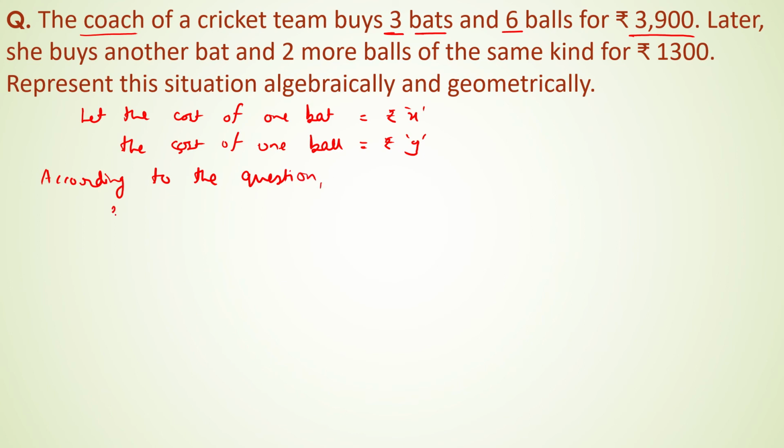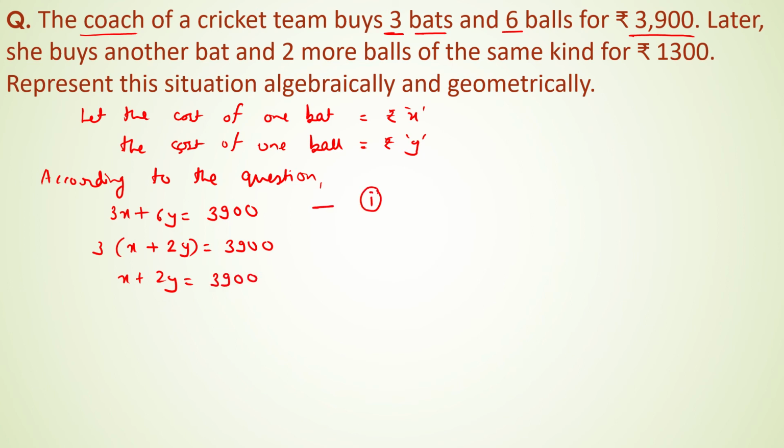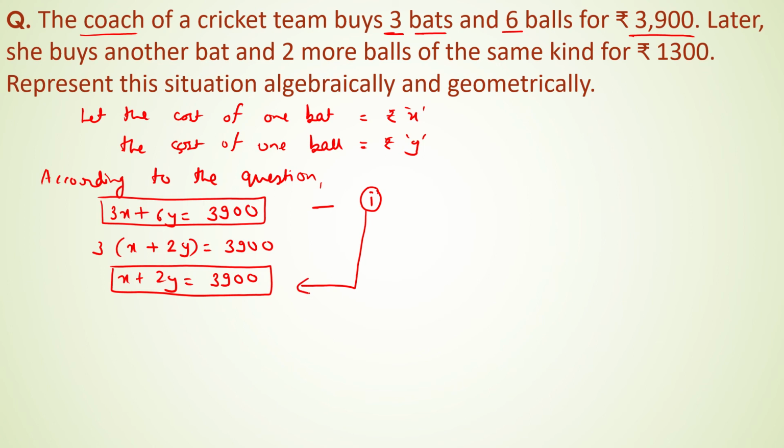we get the equation 3x plus 6y equals 3,900. If we take 3 common from this equation, we get x plus 2y equals 1,300. That means x plus 2y equals 1,300. I am writing it as equation number first, and this is the simplified form of equation number first.